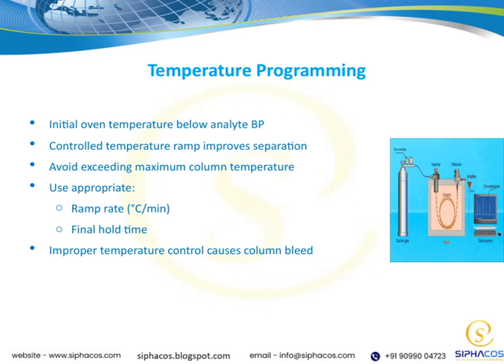Improper temperature control, such as sudden temperature changes or exceeding temperature limits, can cause column bleed. This is when the stationary phase degrades or contaminates the system, leading to poor data quality and potential damage. So, in summary, careful temperature programming, starting below the analyte's boiling point, controlling the ramp rate, and setting a proper final hold, are crucial steps to achieve reliable, high-quality results in your chromatography analysis.